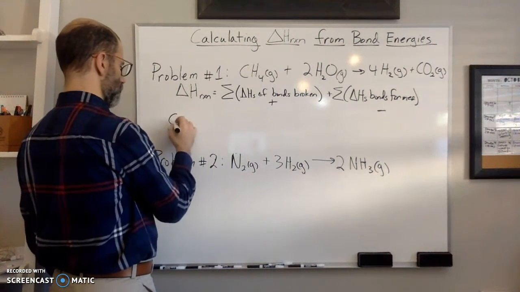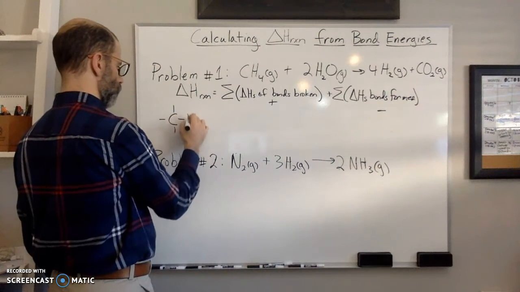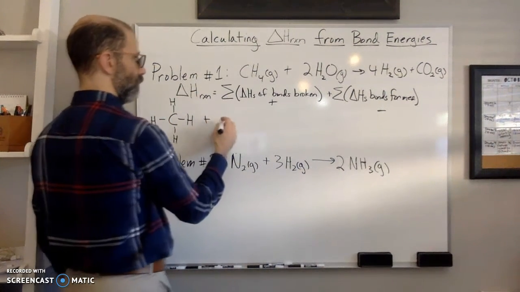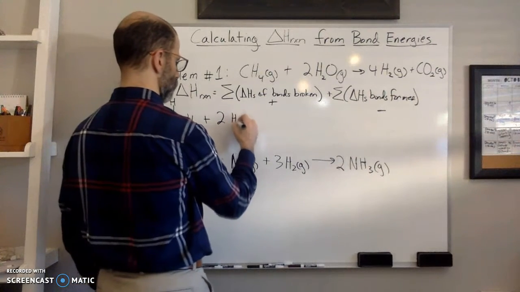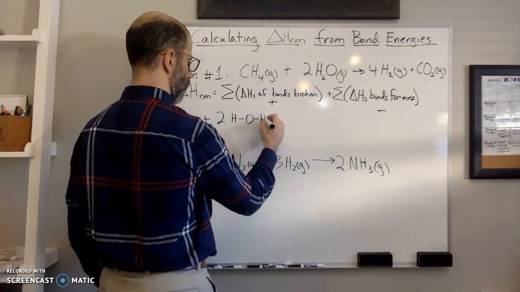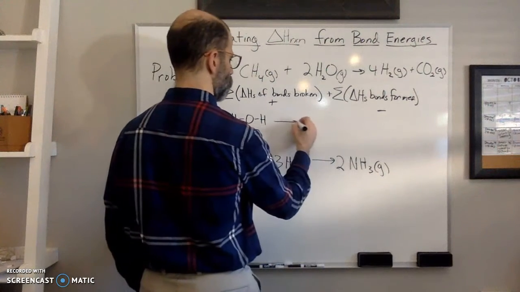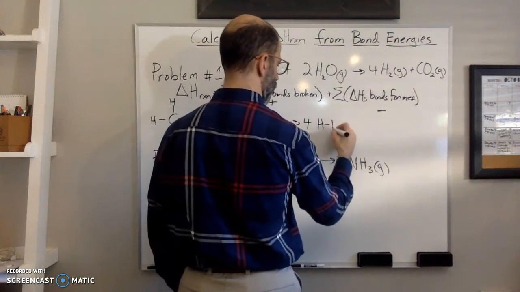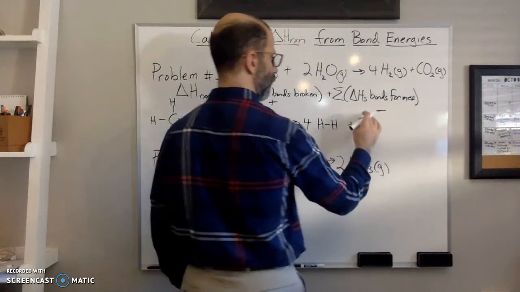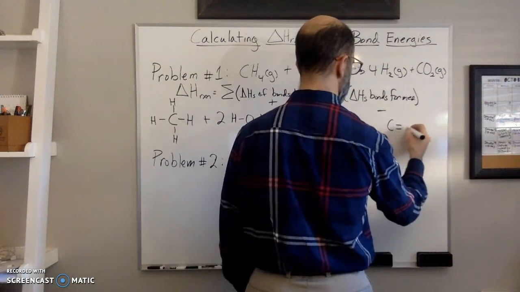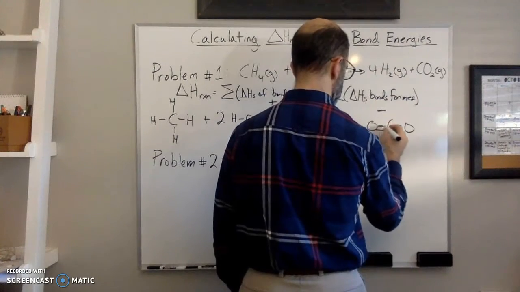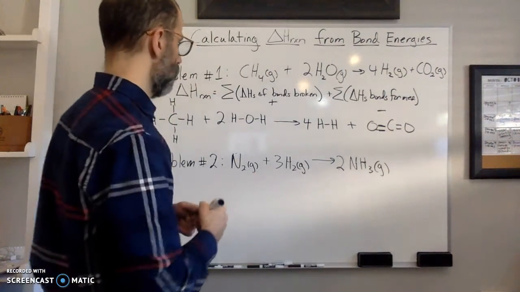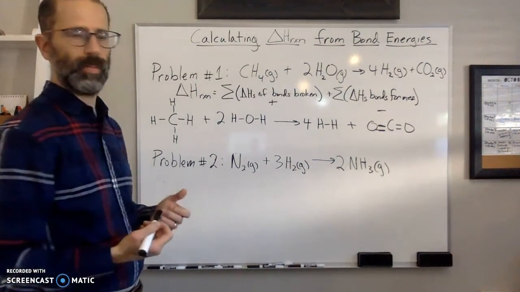Okay, so you look at the bonds of all this. You have methane, plus 2 water, and then you've got 4 H-H bonds, and you've got carbon dioxide. So this is a double bond. So you have to look up the bond energies.